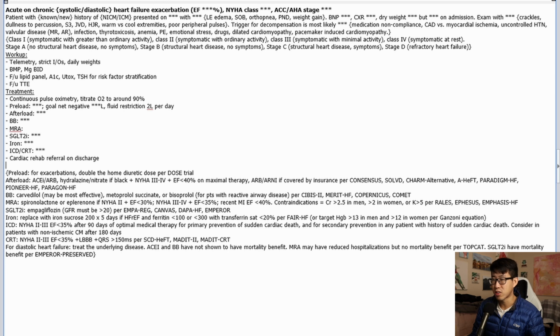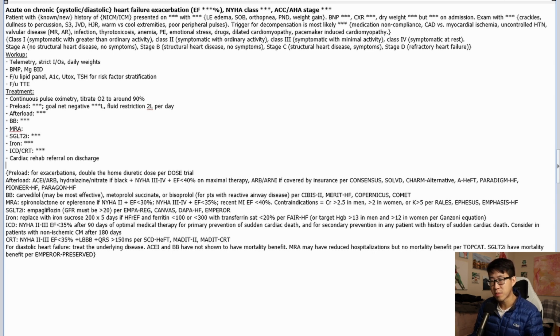For afterload reduction, we have many options, ACE inhibitors and ARBs. Hydralazine and nitrate, if the patient's African-American, you can consider it. Although I think BiDil is off the market now. I'm not actually sure, if you guys could clarify that for me. And then Entresto, which is valsartan sacubitril, it has some possibly superior outcomes. So if it is covered by insurance, that is a good medication to start patients on.